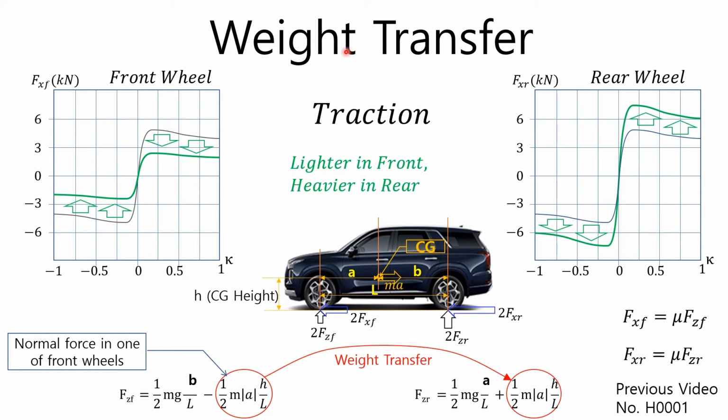As explained in the last video E0060, when you accelerate, the load on the front wheels becomes lighter and the load on the rear wheels becomes heavier. As a result, as a secondary effect, the absolute value of the acceleration force that can be handled decreases at the front wheels and increases at the rear wheels.